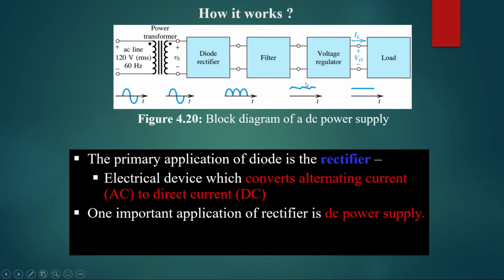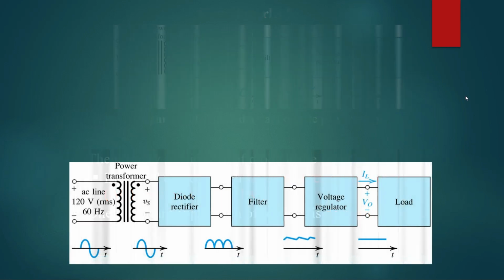Once filtering is done, we use a voltage regulator to make the voltage constant. That is a straight line. That particular direct current or voltage is given to the load or the application which we are using. So we start from an AC alternating signal at the left side, and at the right side our desired output is a straight line, that is DC, direct current. That is the functioning of a rectifier.